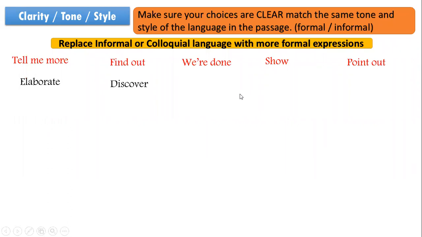How about this? If I say, tell me more, no, elaborate. Find out, or say discover instead of saying find out. We finished instead of we're done. Demonstrate instead of show. Indicate instead of point out. Now I want you to compare between the red expressions here and their corresponding replacements of the black words here.